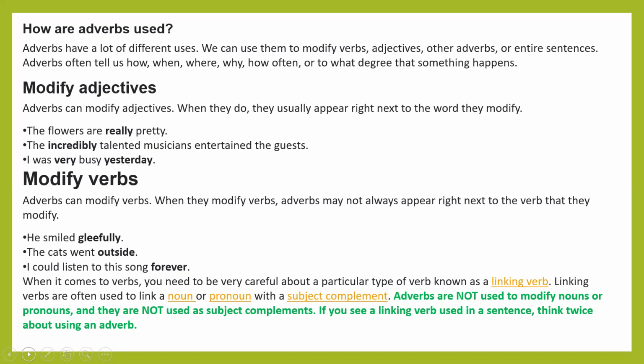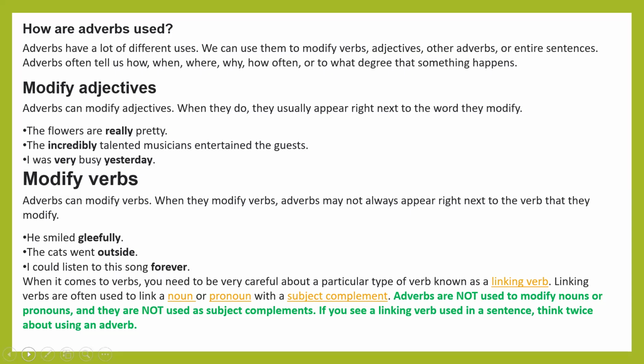When it comes to verbs, you need to be very careful about a particular type of verb known as a linking verb. Linking verbs are often used to link a noun or pronoun with a subject complement. Link means link; it is creating a link between a noun or pronoun and a subject complement. Adverbs are not used to modify nouns or pronouns, and they are not used as subject complements. It's a very important point. It should be noted.